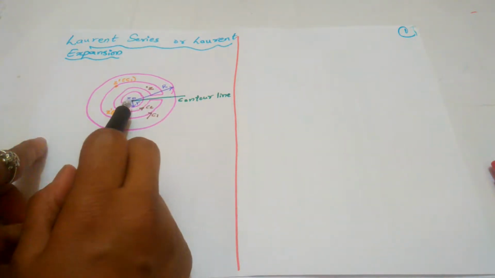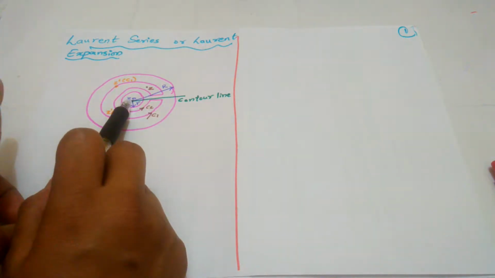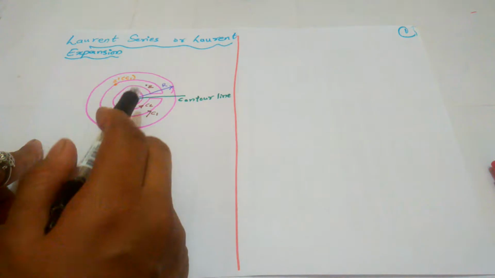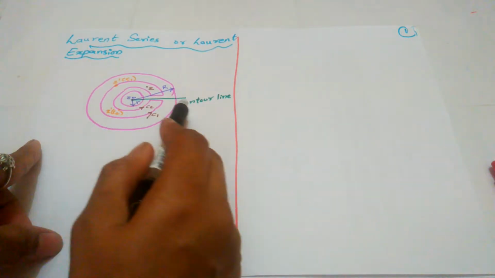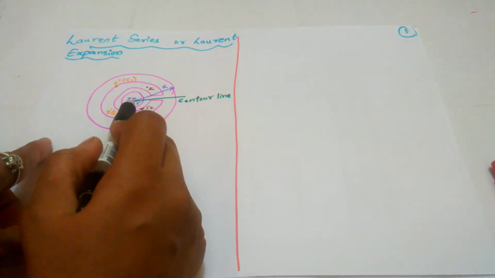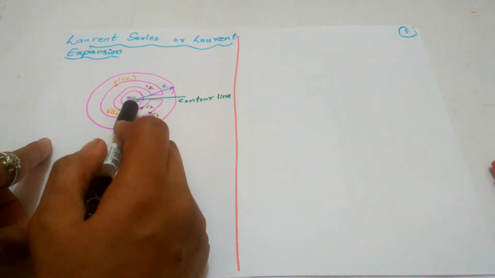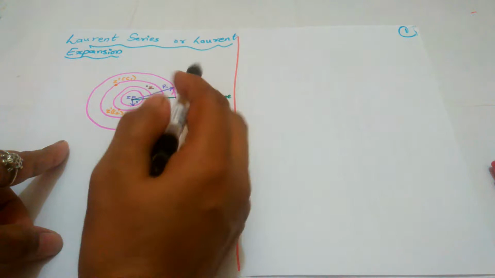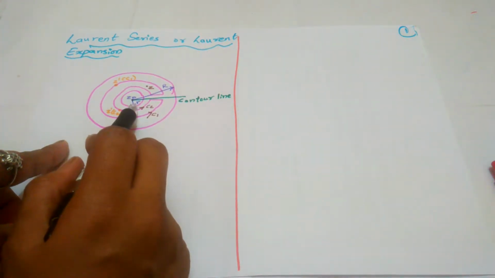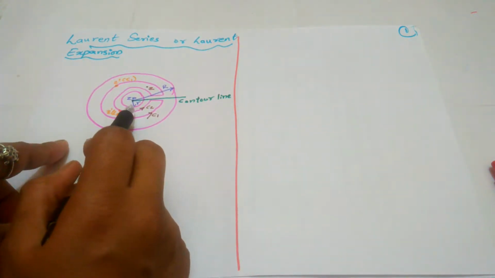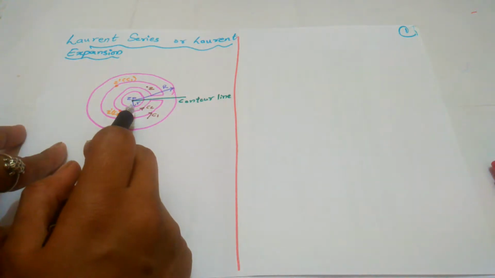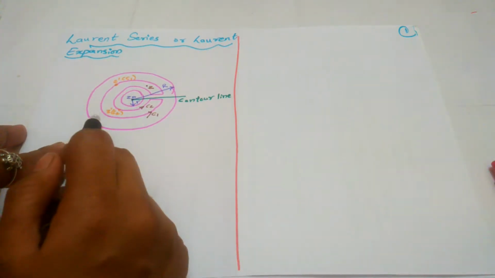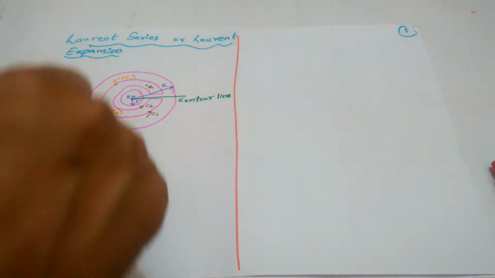Now Z0 is the center of these circles, and the green line is a contour line. From Z0, that is from the center till this circle, it's R. We call it the outer radius. Then from Z0 to this circle, we call it the inner radius. Then by Cauchy's integral formula we'll derive f of z.